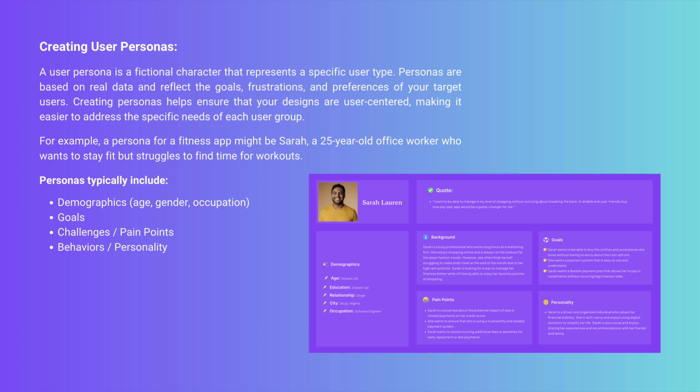Let's look at some of the things that are included in a user persona. The first is the demographic, which includes age, gender, occupation, even education, etc. And then the goals, challenges or pain points, behaviors or personality.